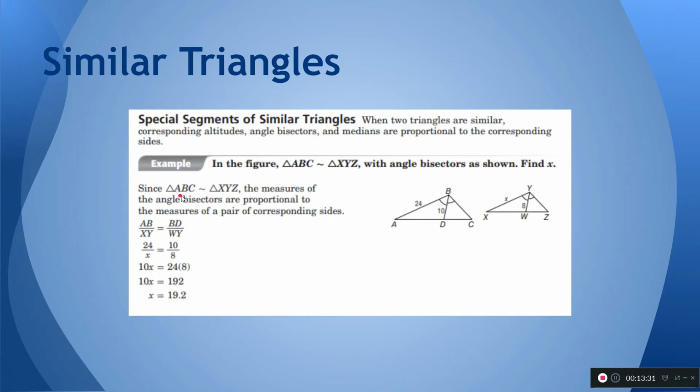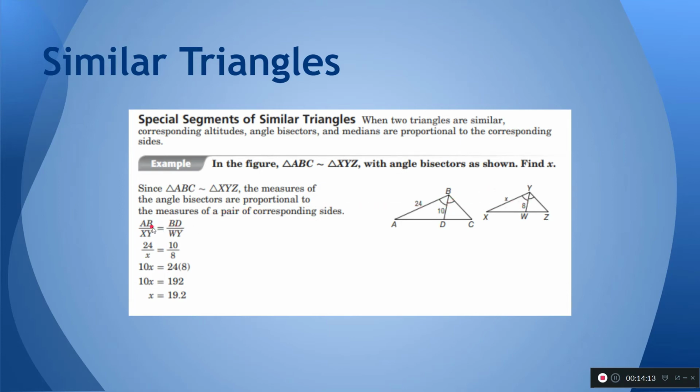So since triangle ABC is similar to triangle XYZ, the measures of the angle bisectors are proportional to the measures of a pair of corresponding sides. So we have AB over XY. AB, this is our first triangle here, and that side corresponds with the side XY. So they set them up as a ratio here. Then filling out the proportion with the second ratio, we have BD right here over WY. So we have our different angle bisectors here shown and marked out.